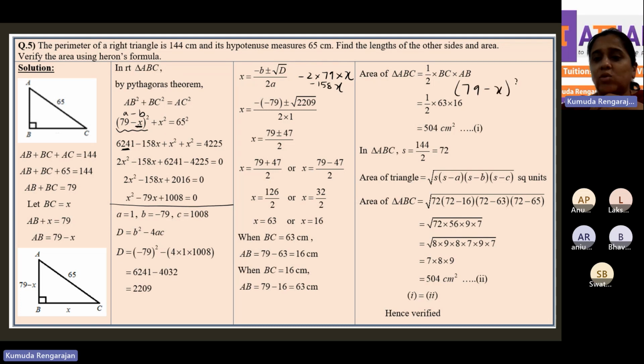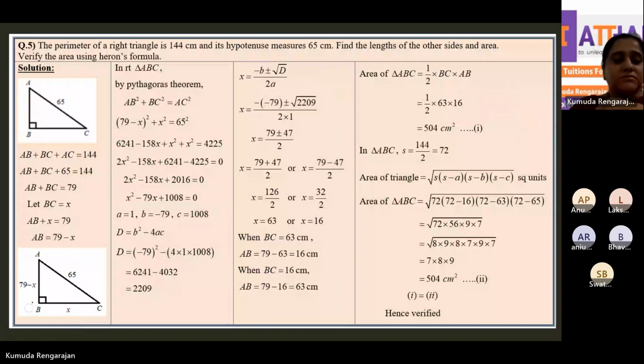79 minus x the whole square is like a minus b the whole square. A square minus 2 into a into b plus b square. Three terms you'll get. A square minus 2ab plus b square. And then this plus x square is equal to 65 square, which is 4225.